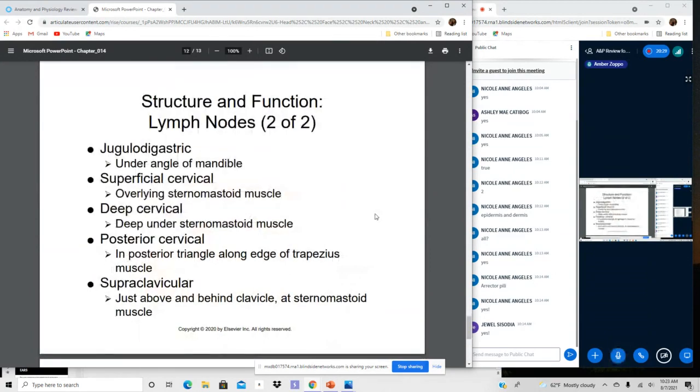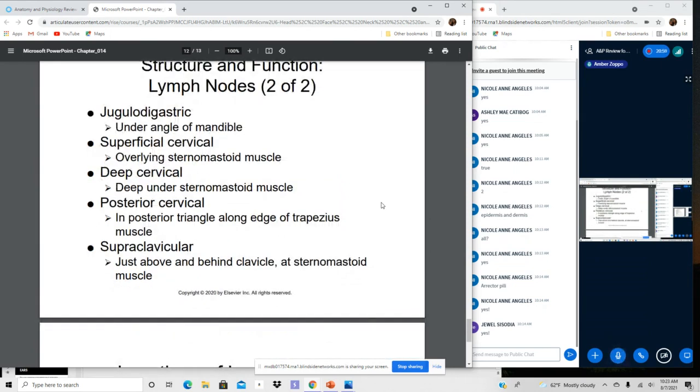There's also jugulo-digastric, which is under the angle of the mandible. Superficial cervical, which overlies the sternomastoid muscle. There's deep cervical, which are deep underneath the sternomastoid muscle. There's posterior cervical, which lie posteriorly to the edge of the trapezius muscle. And there's supraclavicular, which are just above and behind the clavicle at the sternocleidomastoid muscle.